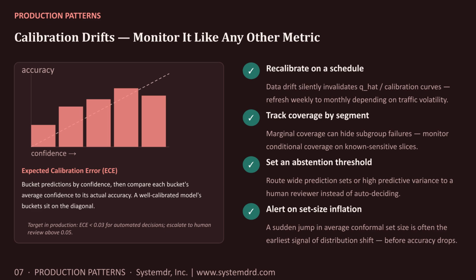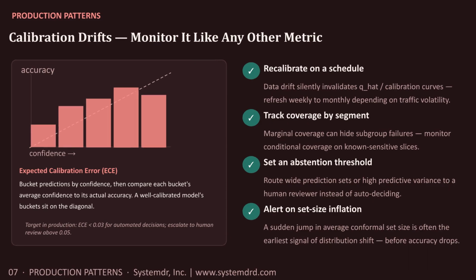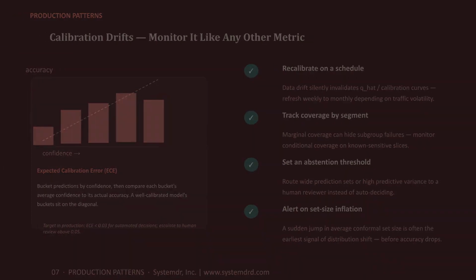Marginal coverage can look perfect while a specific demographic is badly undercovered. Set an explicit abstention threshold, so wide prediction sets route to a human reviewer instead of an automatic decision. An alert on set size inflation. A sudden jump is often the earliest signal of distribution shift, showing up before accuracy even drops, with no ground truth required. Let's ground this in a real, named production deployment.